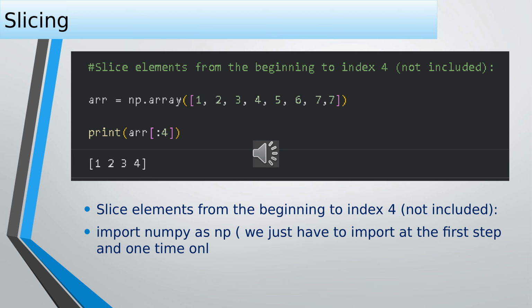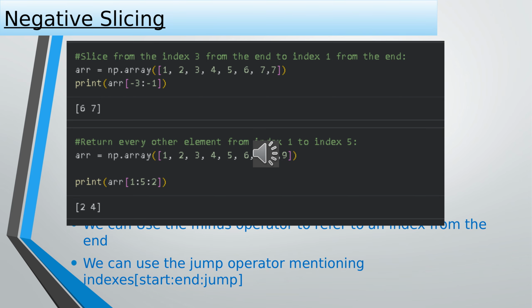Please note the difference between the assignment operator and the comparison operator. For example, variable a = 10 is an assignment operator. And (a == b) is a comparison operator, which checks whether variable a is equal to variable b or not. We can use the minus operator to refer to an index from the end.